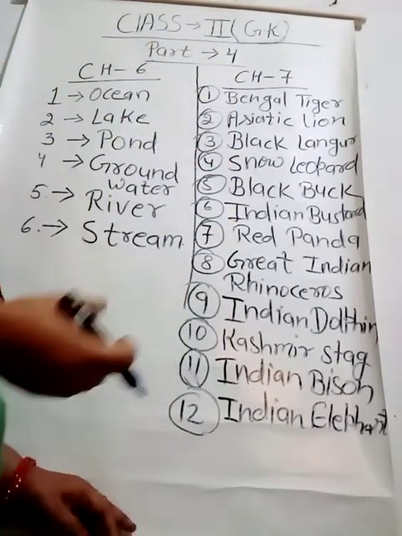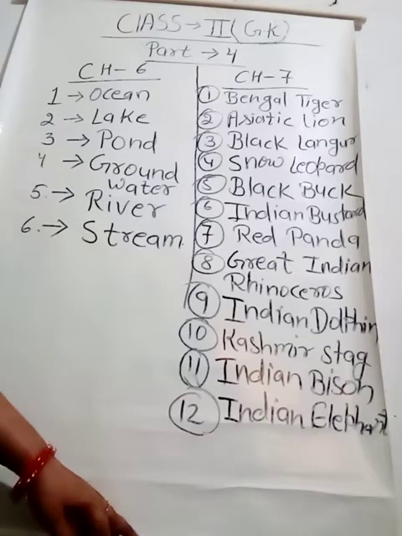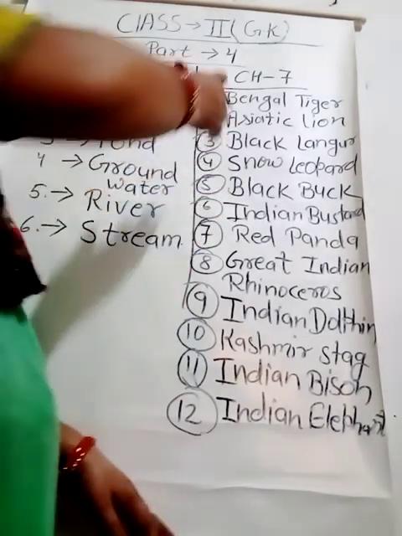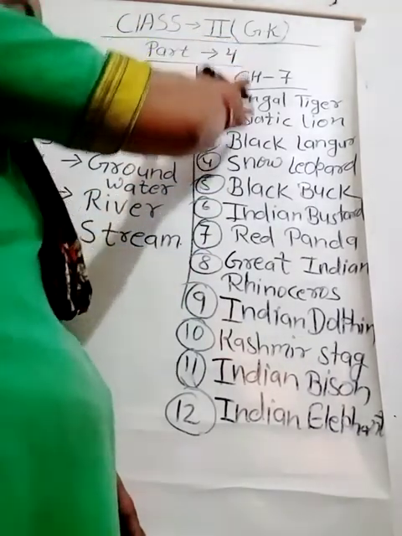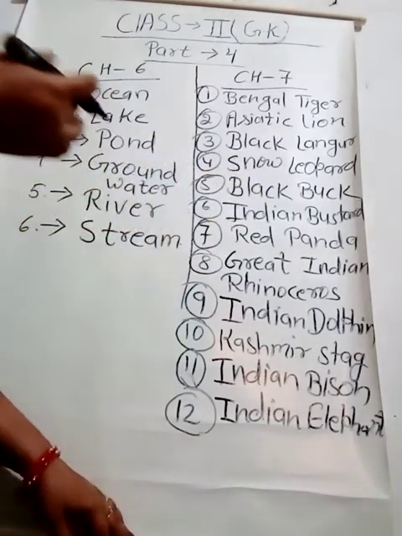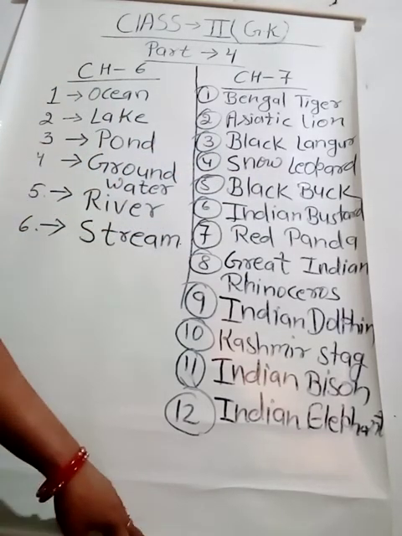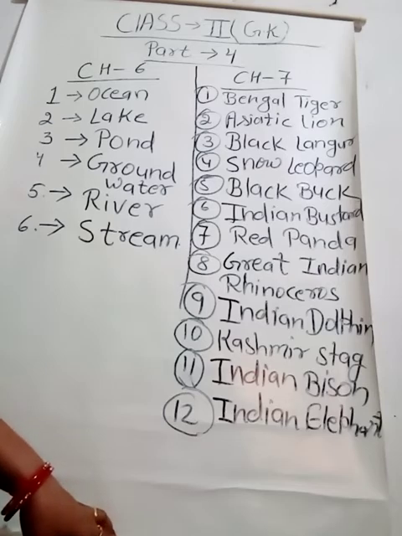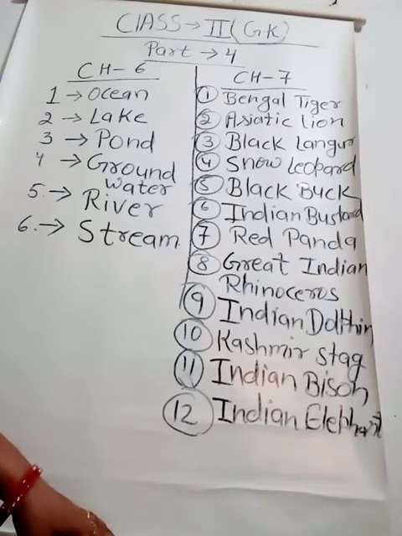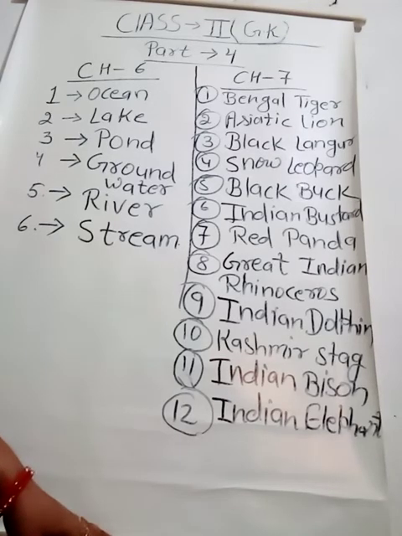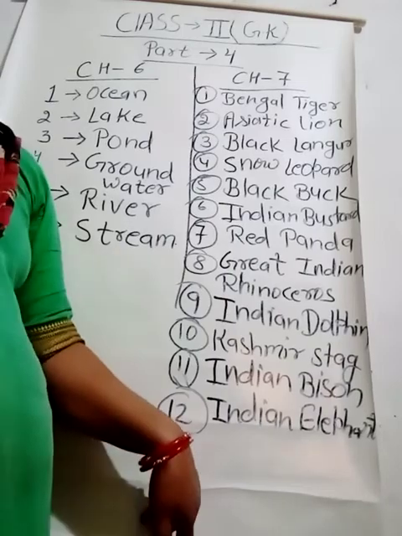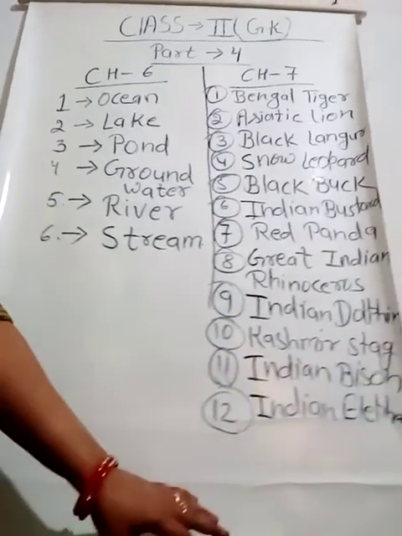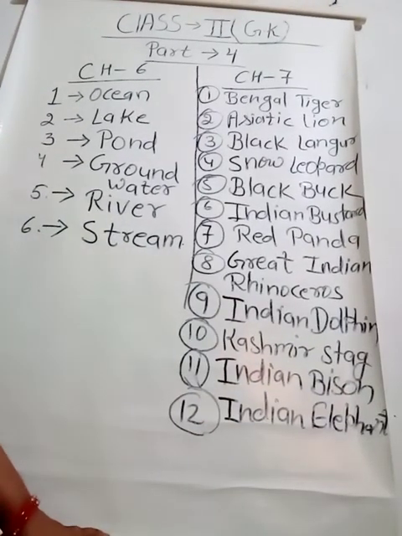So that we can see these animals, those who are in danger. One more important fact is given there. Animals become endangered due to loss of habitat, hunting, climate change, and pollution. So these are the reasons for animals being endangered.